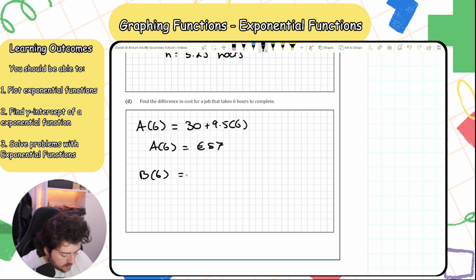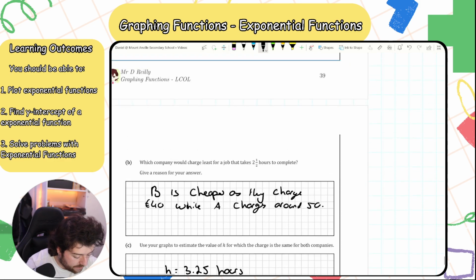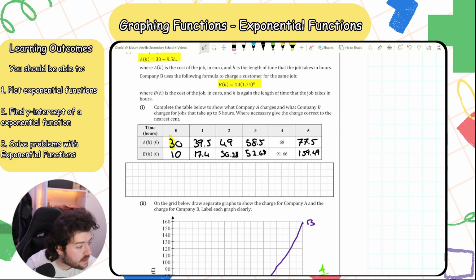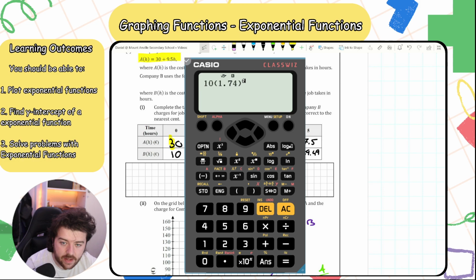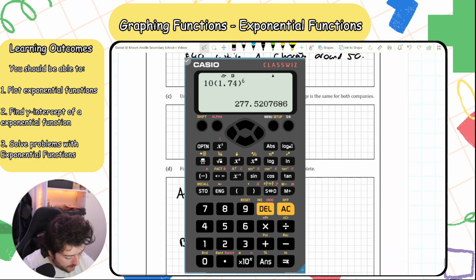After 6 hours, company B charges something astronomical, I can tell you that much. Right, so their function is 10 times 1.74 to the power of h, and h is 6. So I'm just putting this in my calculator here. And the answer is €277.52. Wow.